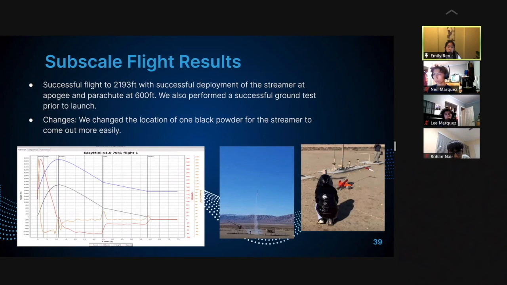For our subscale flight results, we had a successful flight to 2,193 feet with successful deployment of the streamer at apogee and parachute at 600 feet. We also performed a successful ground test prior to launch. And we also changed the location of one black powder charge for the streamer to come out more easily.